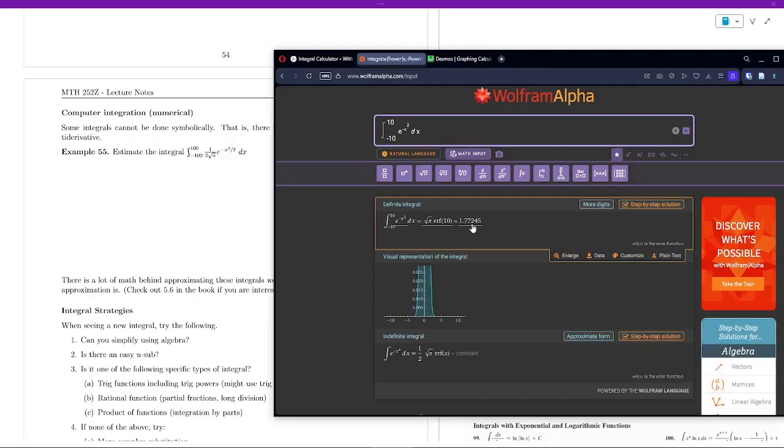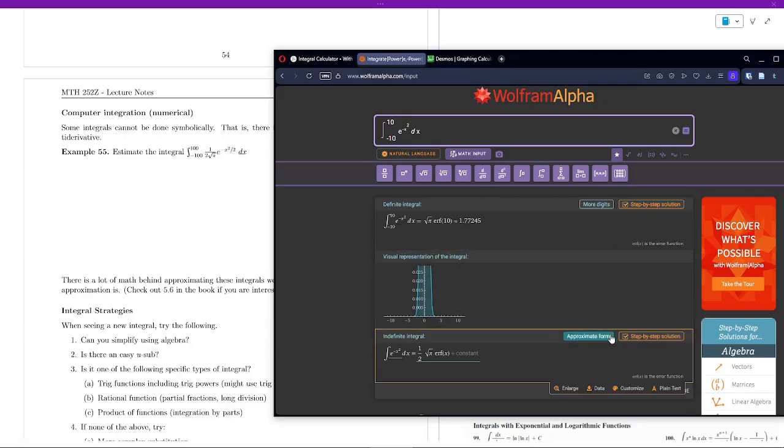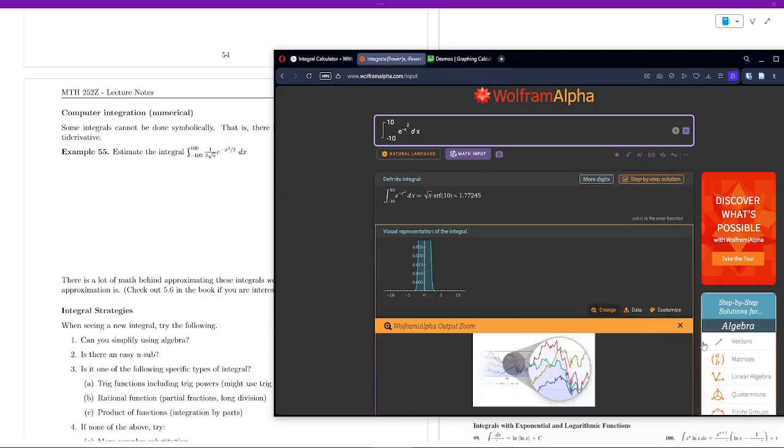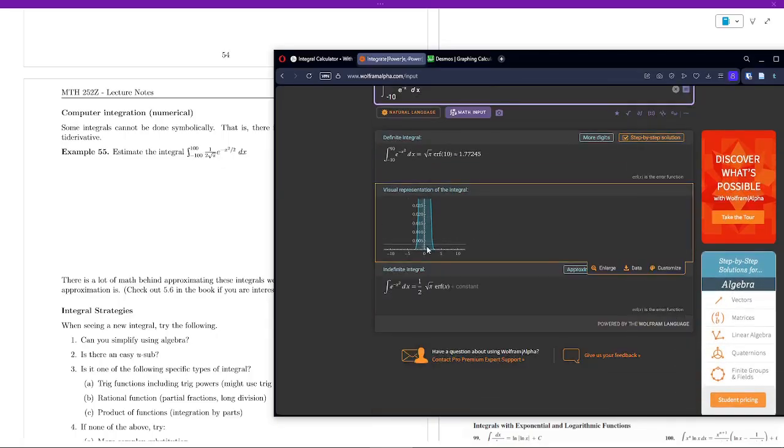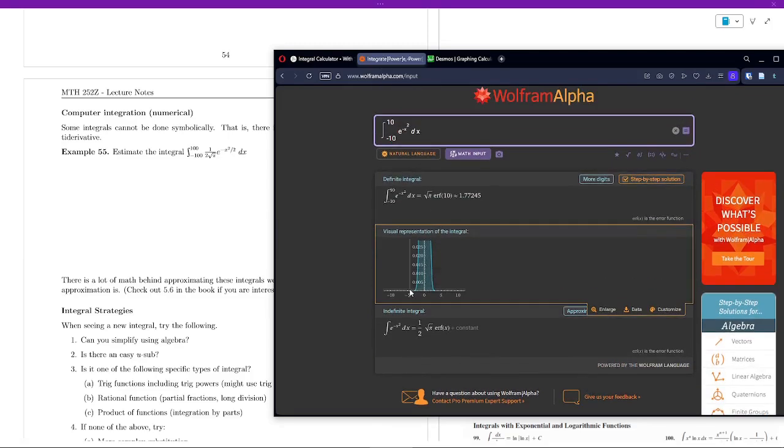So you apparently also get 1.77. Why is that happening? Well, if you look at this graph that they're showing, can I enlarge this? Oh. The blue is like the area under the curve. So the curve is going off the top of the page a bit. But this negative 10 to 10, that's all the way from here to here, right?